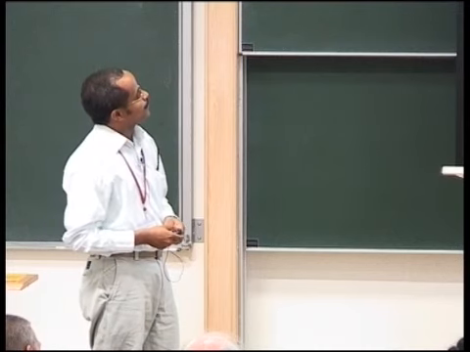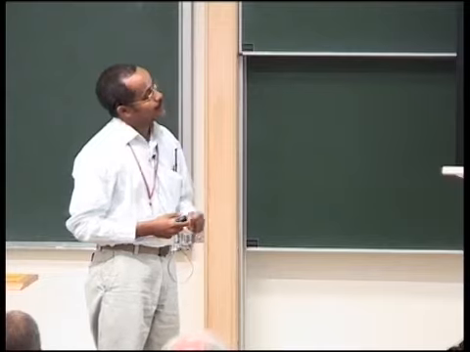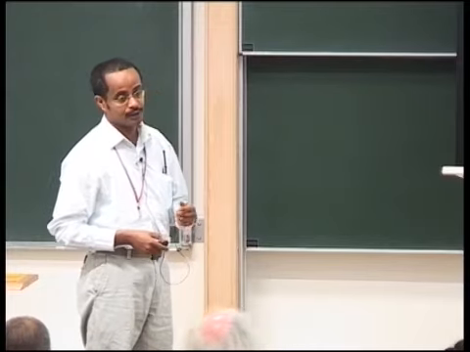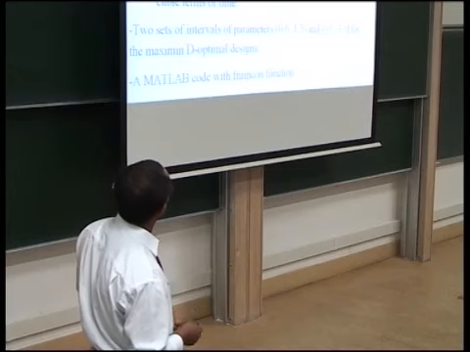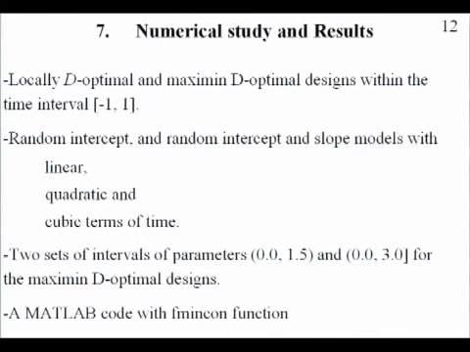And we also considered random intercept and slope models with polynomials of time: linear, quadratic, and cubic terms. For the Maximin D-optimal designs, we have considered two different intervals of parameter values, because we have to define a certain interval for the parameter values, and we want to see the sensitivity of the Maximin D-optimal designs for different intervals of the parameter values.